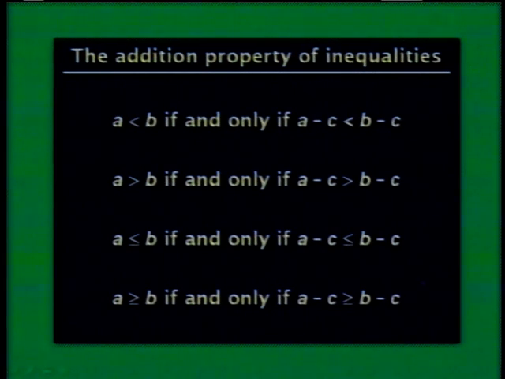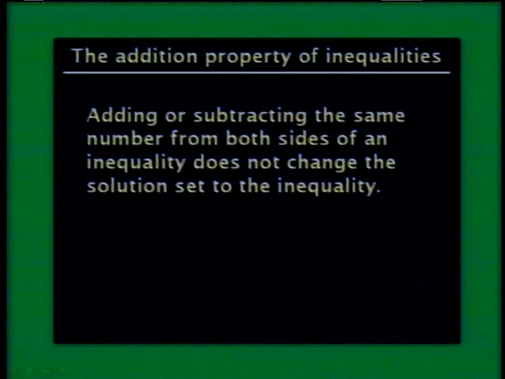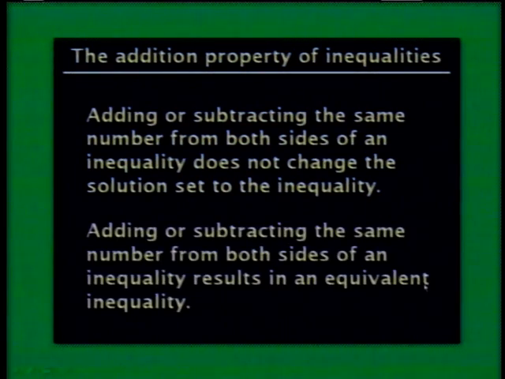The best way to do that is with a verbal model. The addition property of inequalities: adding or subtracting the same number from both sides of an inequality does not change the solution set to the inequality. Another way of saying the exact same thing is that adding or subtracting the same number from both sides of an inequality results in an equivalent inequality. And the reason this says exactly the same thing is because the meaning of equivalent inequalities is that the 2 inequalities have the same solution set.